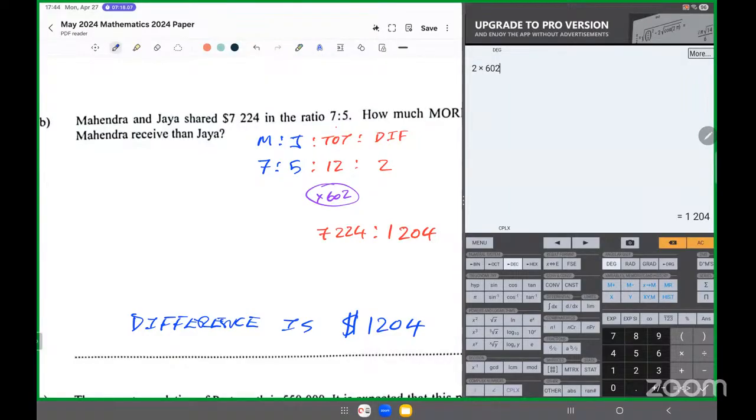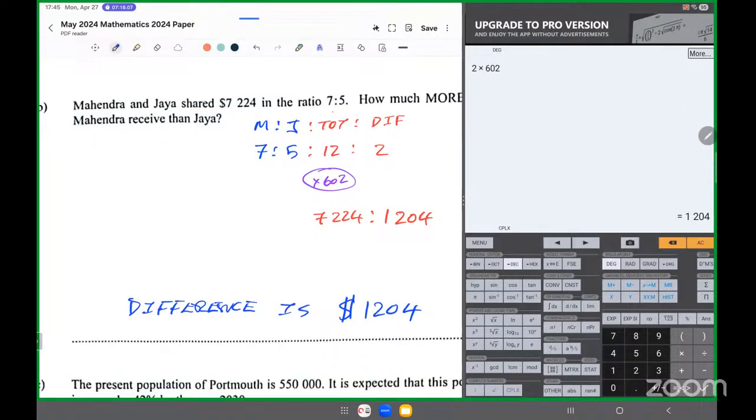Good. So some people would have calculated each of them, 7 over 12 and then 5 over 12, get what the values are, and then subtract them. But if you do 2 over 12 of the total, you're going to get it the same way. Get me? 2 over 12. 2 over 12 represents the difference. They could have done 2 over 12 as well.